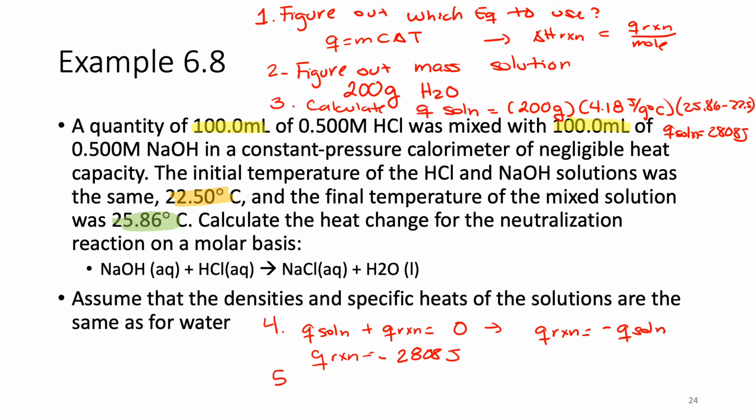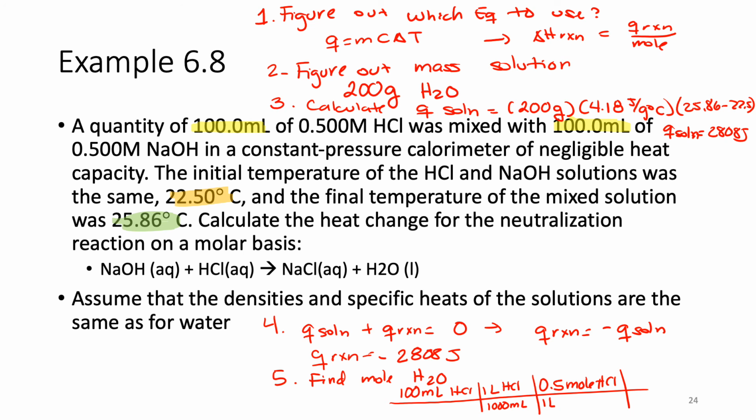Step 5. Find moles of water produced. So we are going to use water in this case because you guys have to use water in your lab, and it's just going to be a way of doing this. So I have 100 milliliters of HCl. 1 liter is going to equal 1,000 milliliters. According to my molarity, in 1 liter, I have 0.5 mole of HCl. According to the balanced chemical equation, for every 1 mole of HCl, I produce 1 mole of water. So I end up getting 0.05 mole of water.